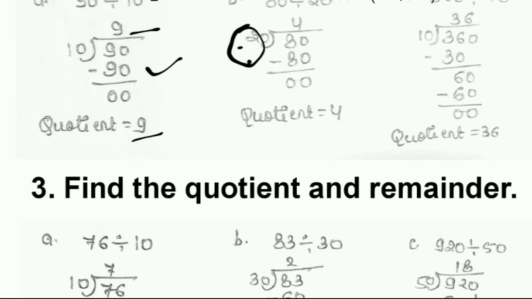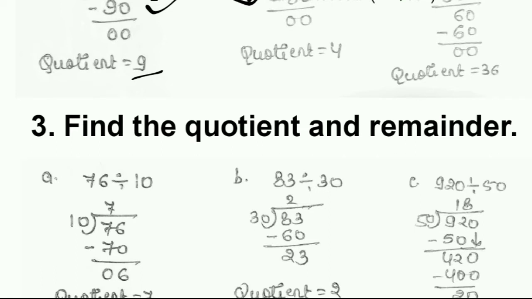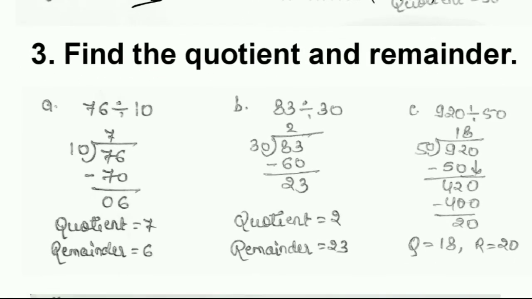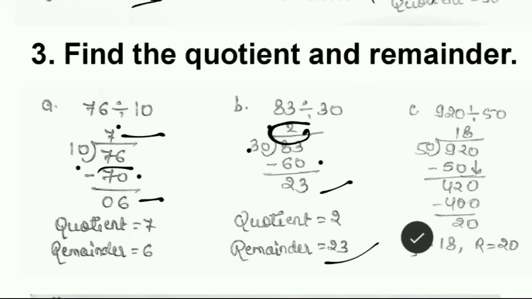Next, third question, find the quotient and remainder. 76 divided by 10. First we can check with the first number. It is not going by the first number. Then we take both numbers, the tens. So 10 sevens are 70. So this is the quotient and this is the remainder. Same here, 30 divided by 2. 30 multiplied by 2, we get 60 and the remainder is 23. So the quotient is 2 and the remainder is 23.